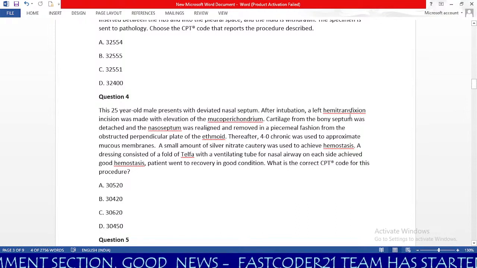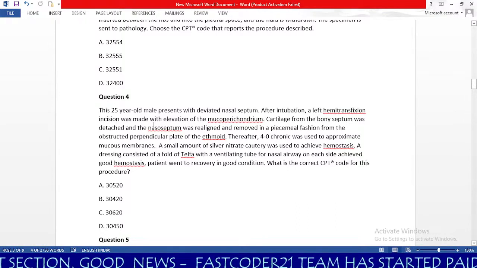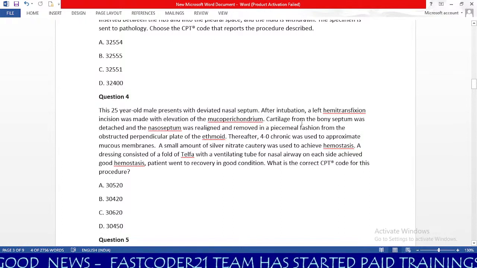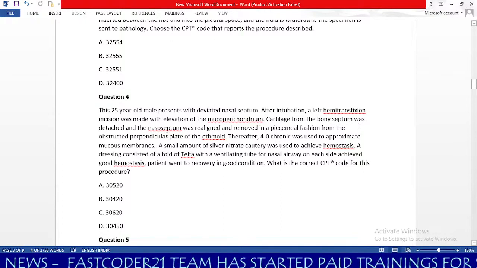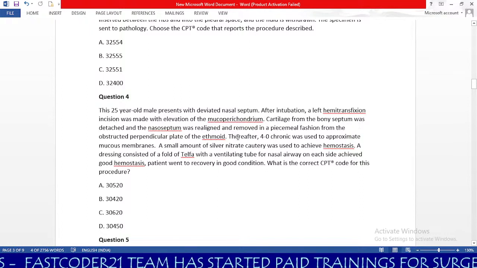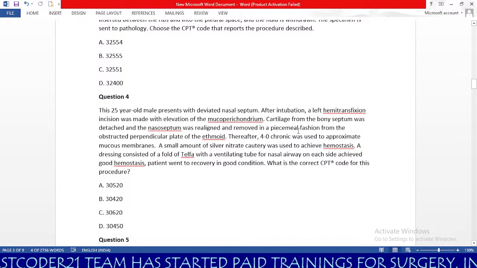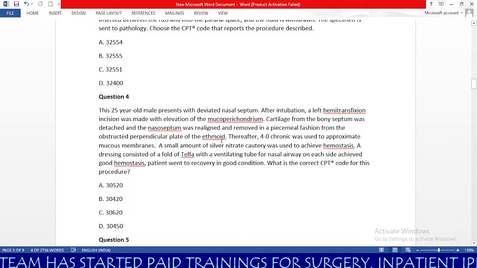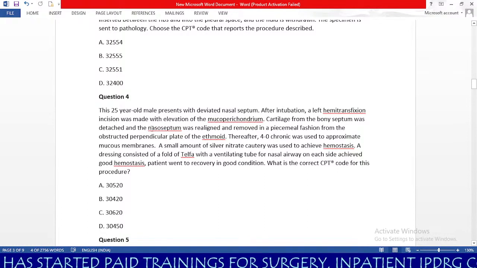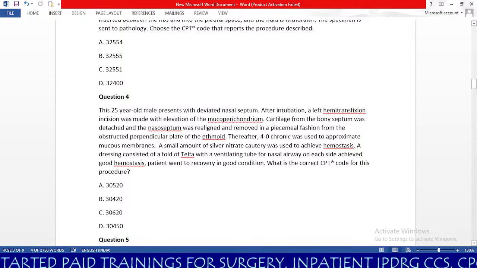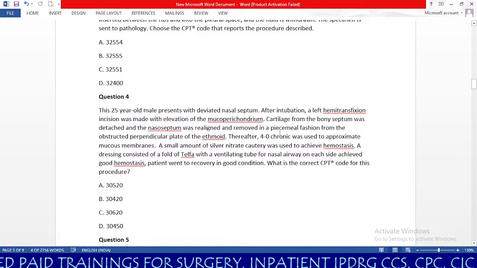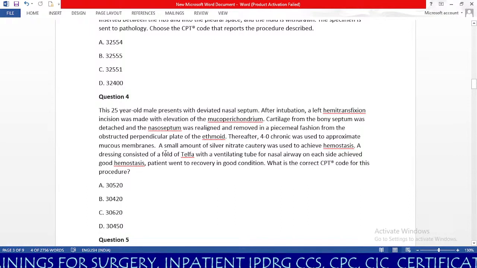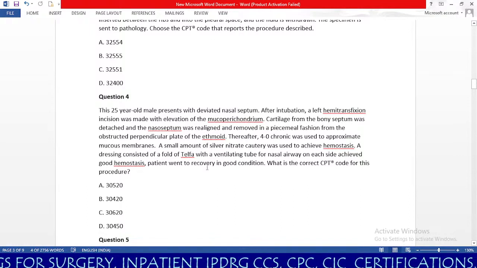After intubation, a left hemitransfixion incision was made with elevation of mucoperichondrium. Cartilage from the bony septum was detached, and the nasoseptum was realigned and removed in a piecemeal fashion from the obstructed perpendicular plate of the ethmoid. So here the keyword is bony septum was detached. Therefore, fluorochromic was used to approximate mucous membranes. A small amount was, this is normal only.